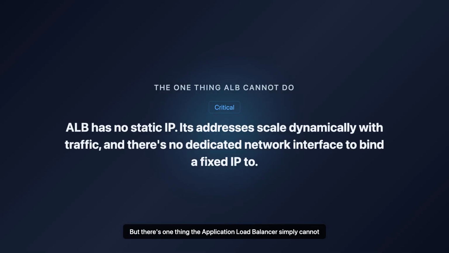But there's one thing the application load balancer simply cannot do, and it's the source of the mistake from our opening. The ALB has no static IP address. Its IP addresses scale dynamically as traffic rises and falls, and architecturally there's no dedicated network interface to pin a fixed address to. So when a partner says whitelist our load balancer's IP in your firewall, the ALB is the wrong tool, no matter how much HTTP routing you need. Hold on to that, because it's about to become the whole reason the network load balancer exists.